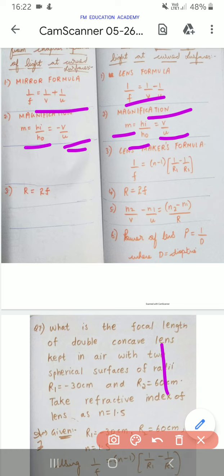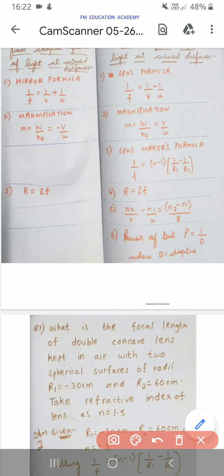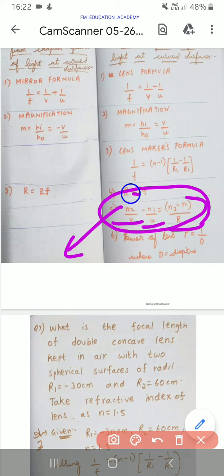Be very careful. Then there is no mirror maker's formula, but there is lens maker's formula. 1 by f is equals to n minus 1 into 1 by r1 minus 1 by r2. R is equals to 2f for mirror as well as for lens. Radius of curvature is equals to 2 times the focal length. Then we have n2 by v minus n1 by u is equals to n2 minus n1 by r. When is this used? When refractive index of 2 curvatures are given. n2 and n1 are refractive indexes.